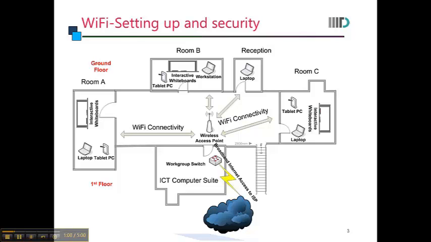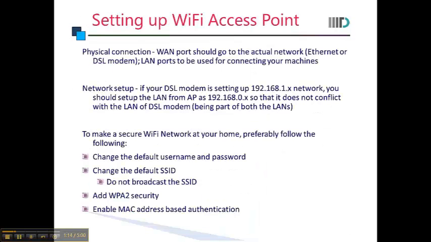Given is a block diagram of a basic Wi-Fi connected system. Setting up a Wi-Fi access point. So first we need a physical connection. The WAN port should go to the actual network. LAN ports are to be used for connecting your machines.